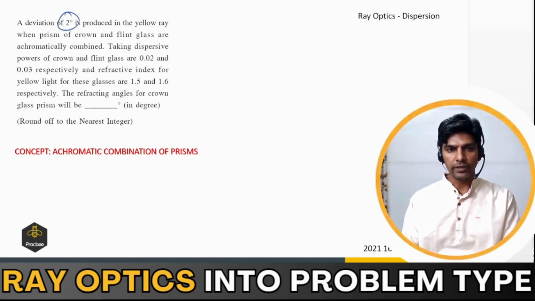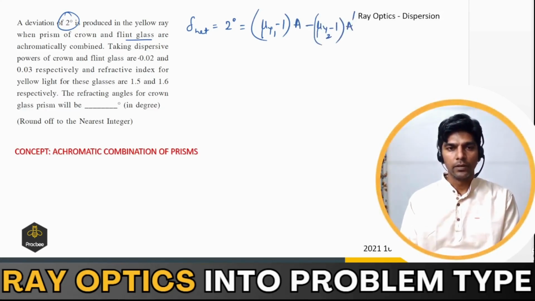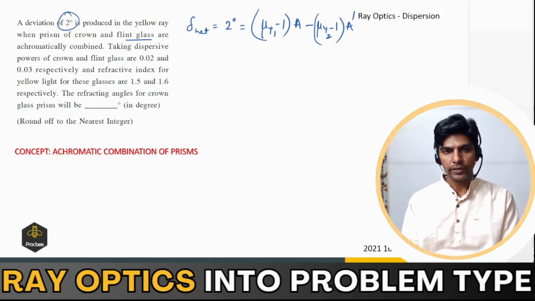A deviation of 2 degrees is produced in a yellow ray when a prism of crown and flint glass are achromatically combined. So the net deviation is given, that is 2 degrees, and that will be mu y1 minus 1 times A minus mu y2 minus 1 times A prime. Taking dispersive power of crown and flint glass as 0.02 and 0.03 respectively, and refractive index for the yellow light for these glasses is 1.5 and 1.6. So mu y1 is given as 1.5 and mu y2 is given as 1.6.